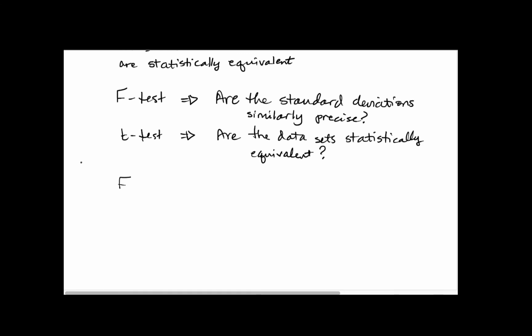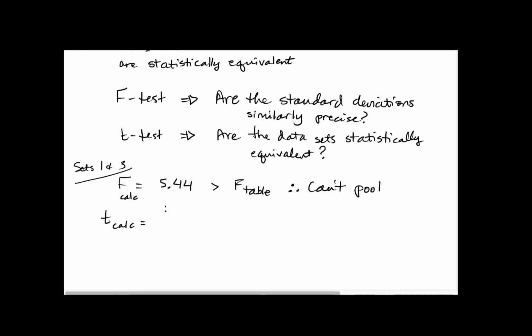So for sets 1 and 3, you should have found that F was equal to 5.44, which is greater than 2.78 or whatever it is, right? So this is greater than the F table, and therefore we can't pool the standard deviation information. So in that case, we just have a new calculation for t. Okay, so if we can't pool, then we use this equation instead.